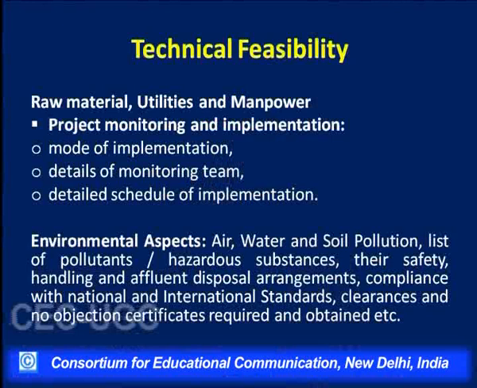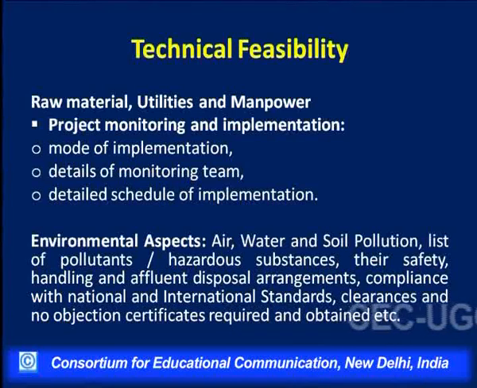Now, after deciding the technical feasibility about the location of the project, the next vital issue you have to take up is the plant and machinery. You have to list all the machinery and equipment. You have to see the details of the supplies, competitive quotations, technical and commercial evaluation of the major equipment, the raw material, utilities and the manpower, and the project monitoring and implementation. You have to see the mode of implementation, the details of the monitoring team, and the detailed schedule of implementation.